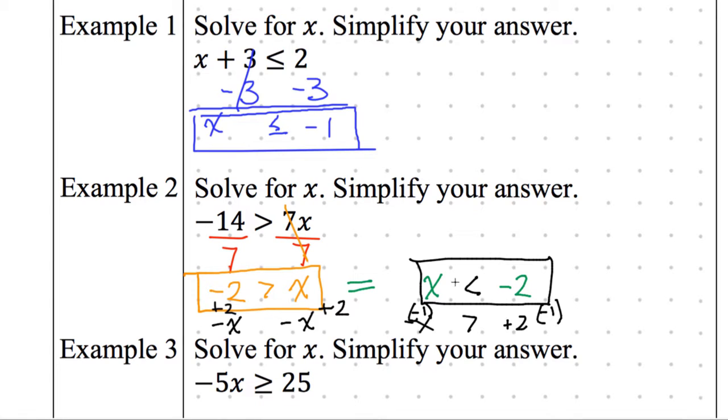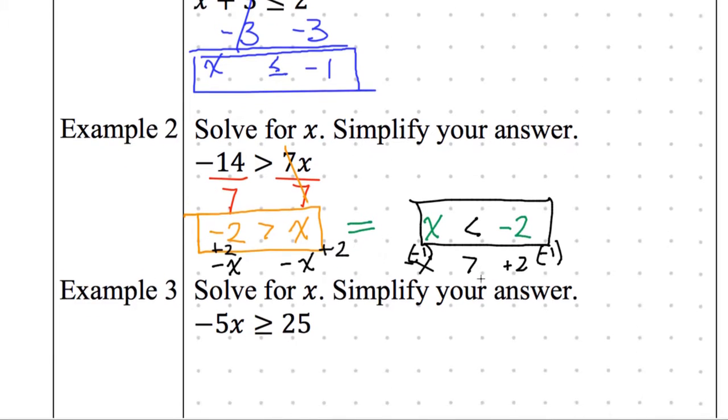So whenever I want to flip the spots, if I want to switch the positions, if I want to have x on the left instead of the -2, then I need to switch this sign. That's something that we just need to keep in the backs of our heads. If you want to switch the places of the variable and number, then the sign also needs to flip.